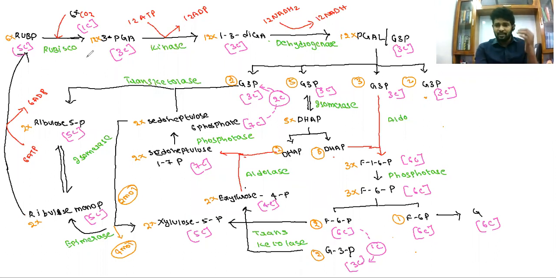So we know that the carbon is fixed into the cycle now, and this process is known as the carboxylation process, which means fixing of carbon dioxide. The next step is that the 12 molecules of 3-phosphoglyceric acid undergo phosphorylation. Phosphorylation means adding of a phosphate group.